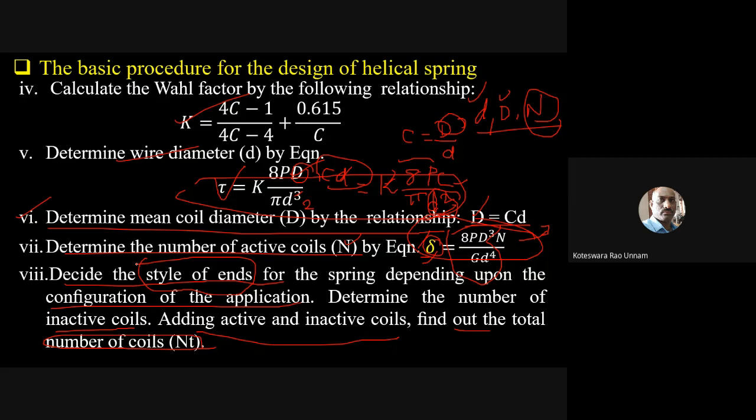We already discussed plain ends, plain and ground ends, square ends, and square and ground ends. For all those we discussed the number of inactive coils. Once you have the number of inactive coils, you can sum up inactive and active, and you will get the total number of coils. That is step number 8. Then once you have that, you need to determine the parameters of the spring.